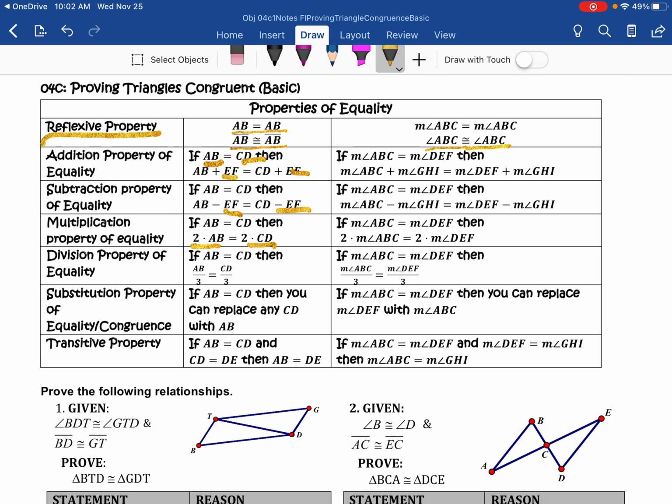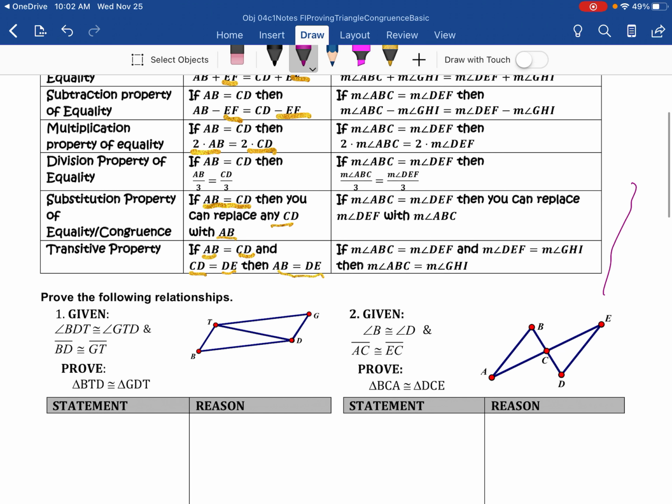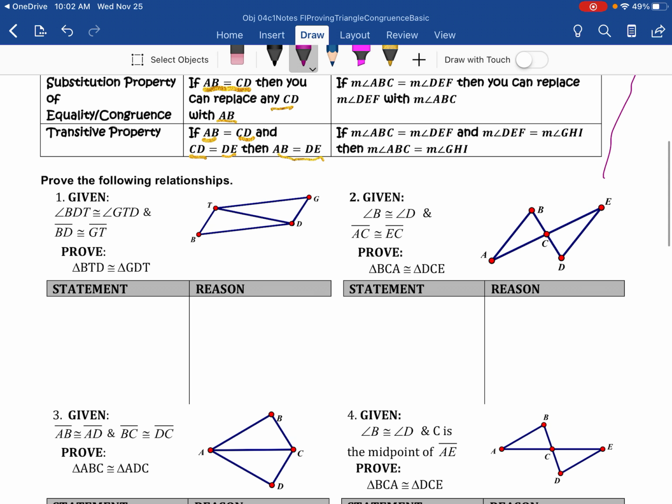Here we have the substitution property of congruence or equality, which basically says if AB is equal to CD, then anywhere I see CD I can replace it with AB. And then the transitive property says if AB is equal to CD, and CD is equal to DE, then AB is equal to DE. So there's just a connection there.